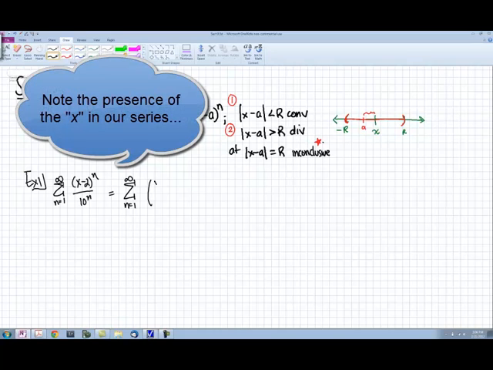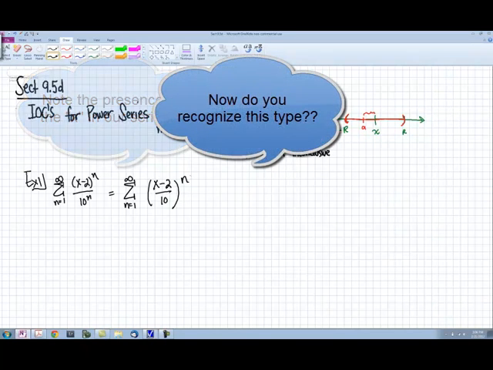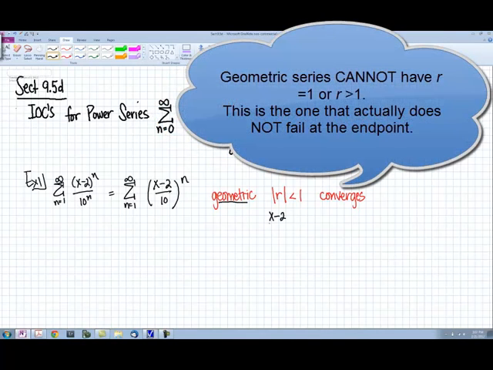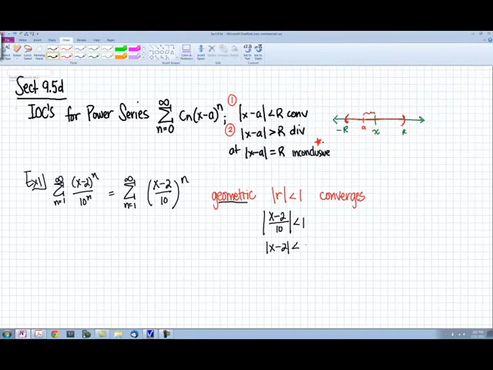For our first example, let's take a look at this series, x minus 2 to the n over 10 to the n. I can think about this as x minus 2 all over 10 to the nth power. Keep in mind, for a geometric series, the absolute value of r must be less than 1. So I have x minus 2 over 10. The absolute value of that is less than 1. So the absolute value of x minus 2 is less than 10.